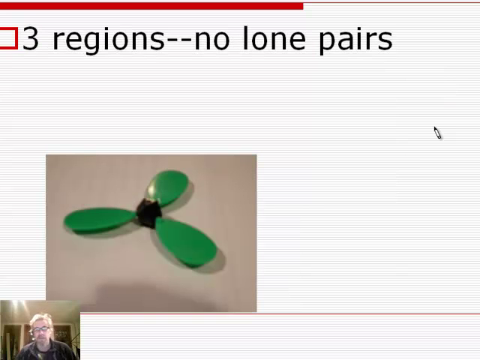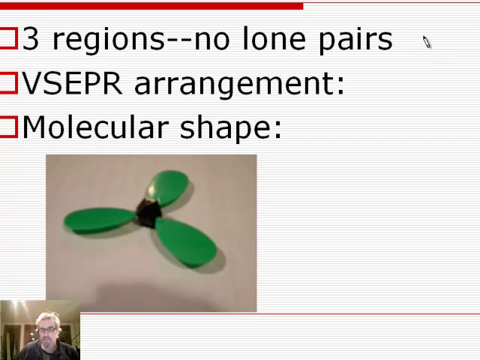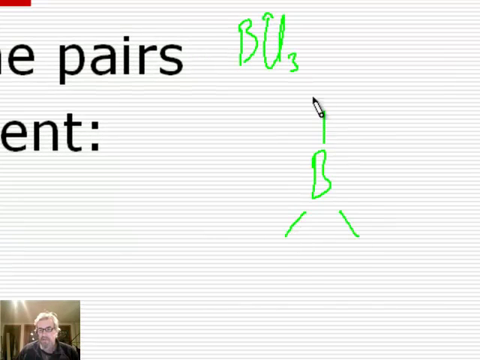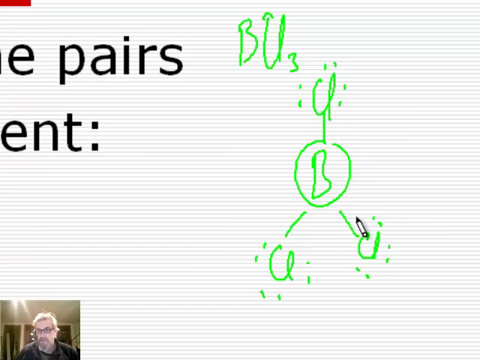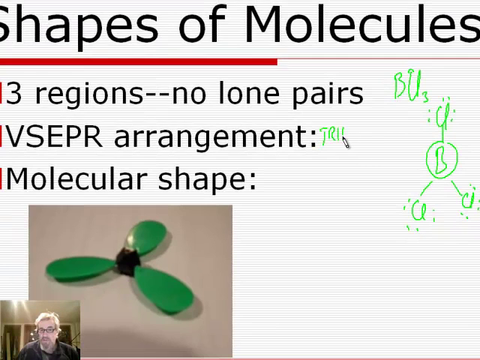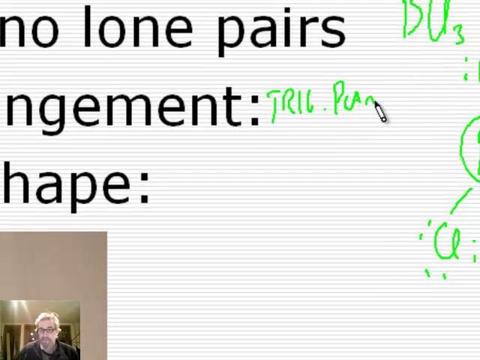The next most complicated setup we could have is 3 regions with no lone pairs. An example of this would be BCl3, boron trichloride. If you draw the Lewis structure for that, it looks like this. And if you look at the central atom, the central boron, it's surrounded by 3 regions of electron density. So that would make the VSEPR arrangement a trigonal planar. That's one of our basic shapes that we went through.